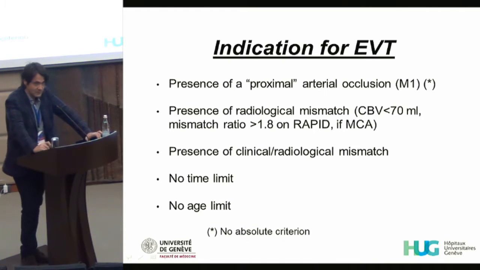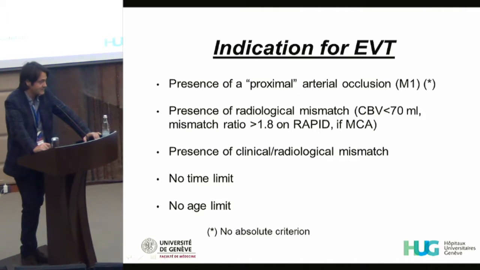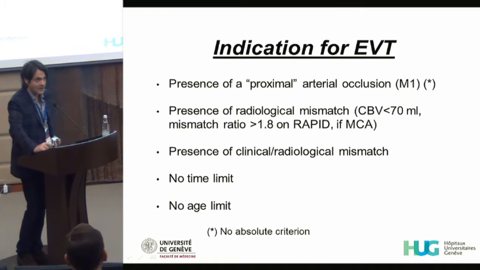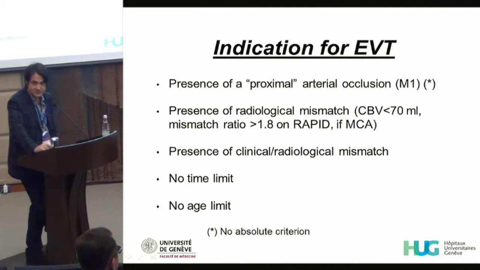The indication for endovascular thrombectomy at our center is the presence of proximal occlusion. In this line you see an asterisk because proximal occlusion is the title of this topic, but in reality we still treat distal occlusions when they are related to poor symptoms like aphasia or plegia. We consider thrombectomy also for distal occlusions.